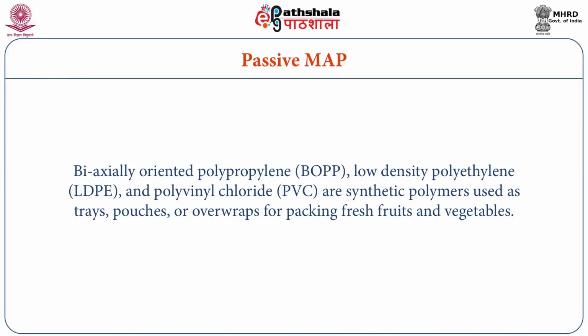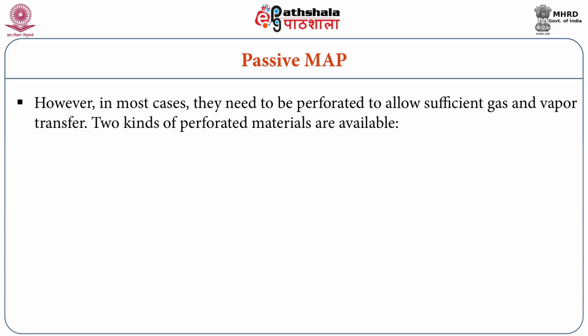product. The biaxially oriented polypropylene, low density polyethylene and polyvinyl chloride are synthetic polymers used as trays, pouches or overwraps for packing of fresh fruits and vegetables. However, in most cases they need to be perforated to allow sufficient gas and vapor transfer. Two kinds of perforated materials are available.